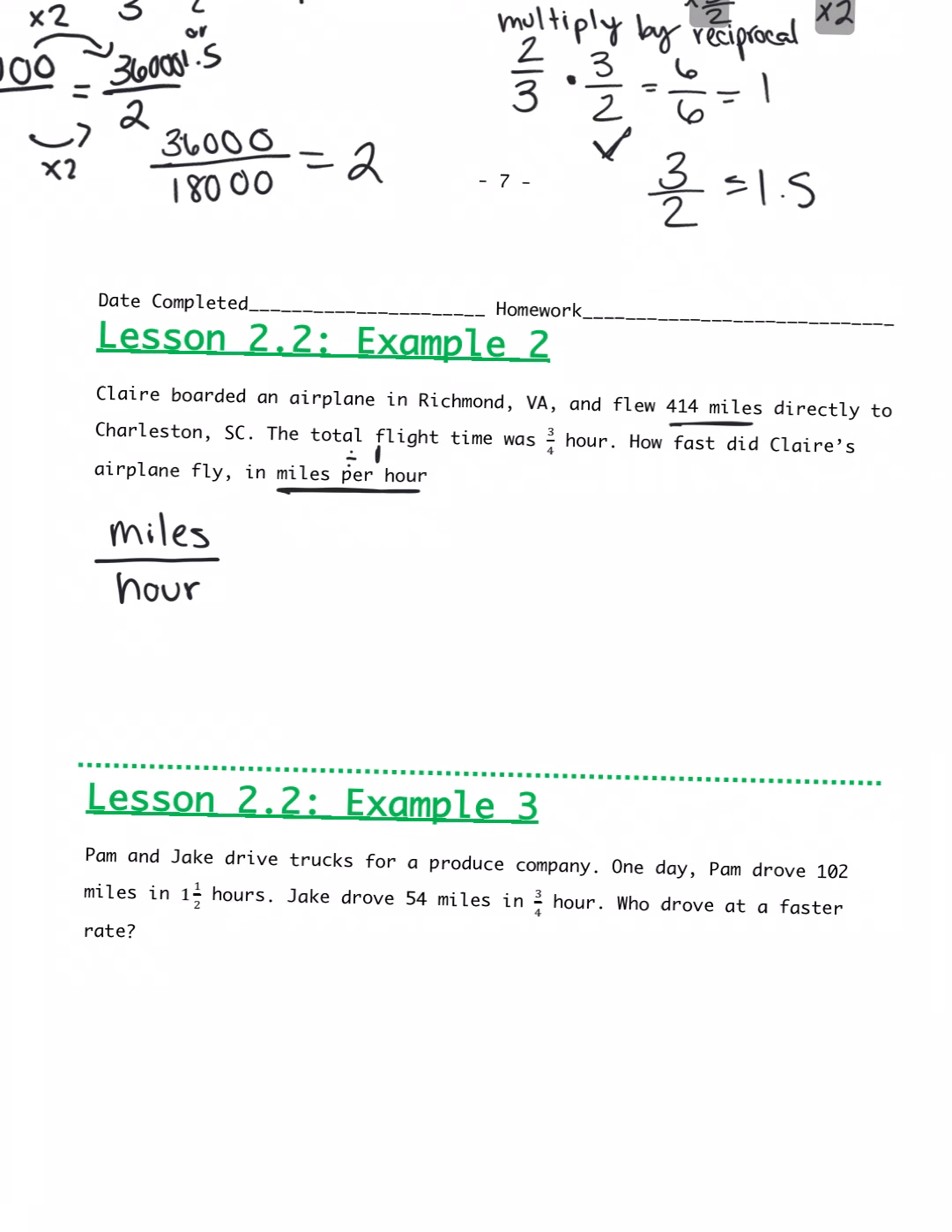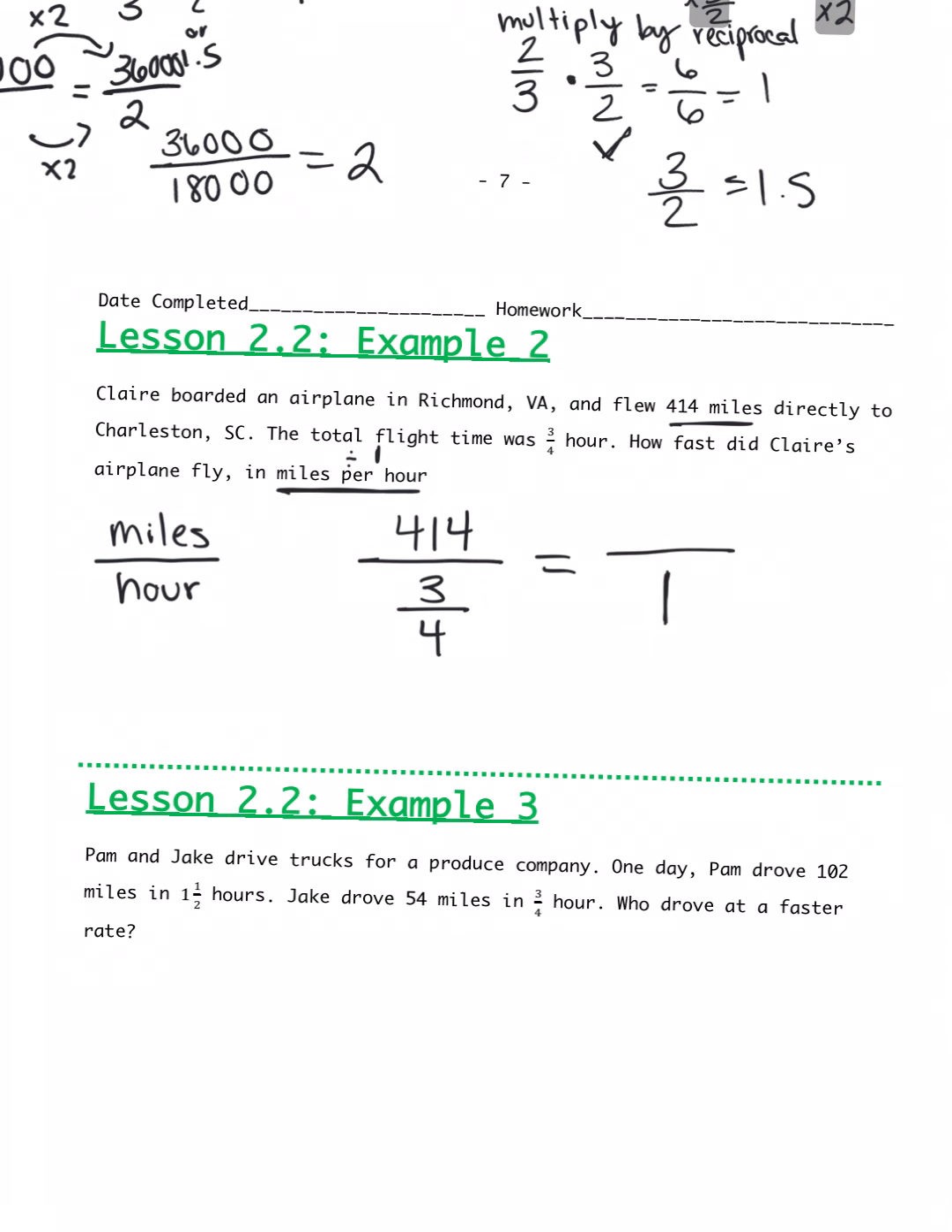So let's make our equivalent ratios. We're going to put our miles that we know, 414, and then we know our hour is 3/4, and it should equal our second ratio. So we know we want to know what was her miles per hour. So we want to know what for 1 hour would be. So we're going to say 1 right here. And so since we want to know 1 hour, we need to figure out what we can multiply or divide 3/4 by right here in order to get 1.